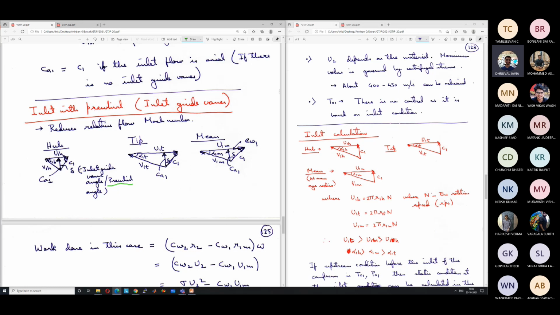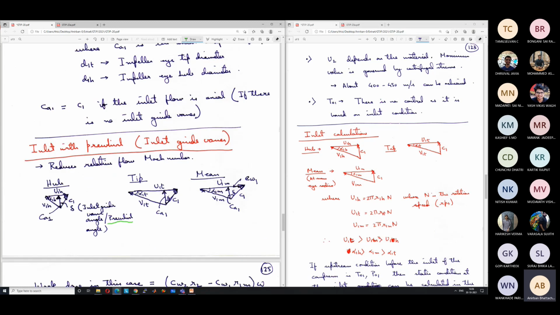I think in the case of pre-wheel, it should be lower. It will be lower in case of pre-wheel. Okay. Yes, sir. So pre-wheel, yes. So inlet guide vane, if it is provided, it will be lower. Okay. So that is the actual reason behind providing inlet guide vane.